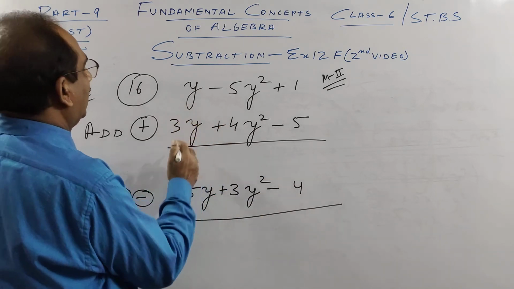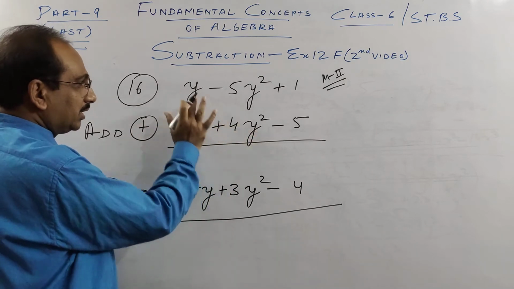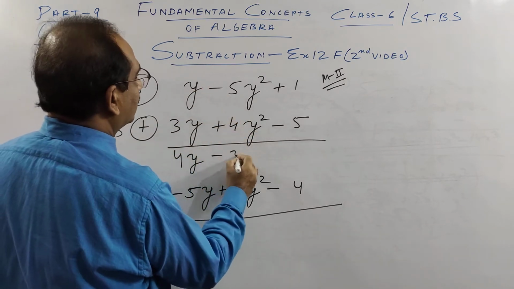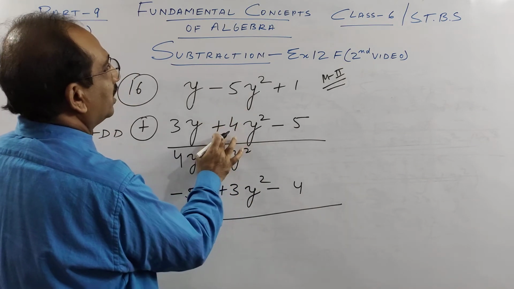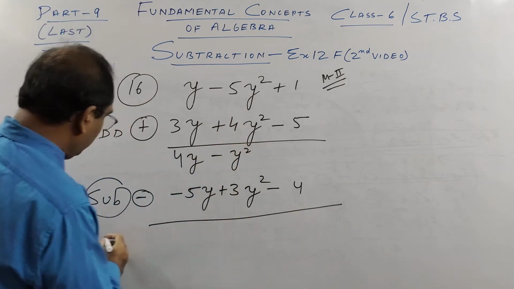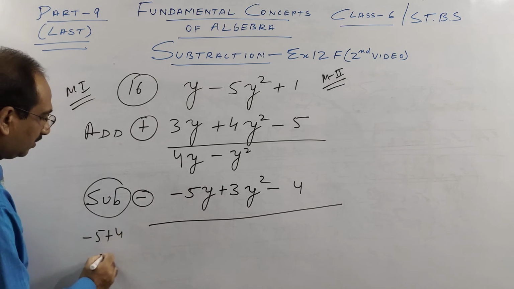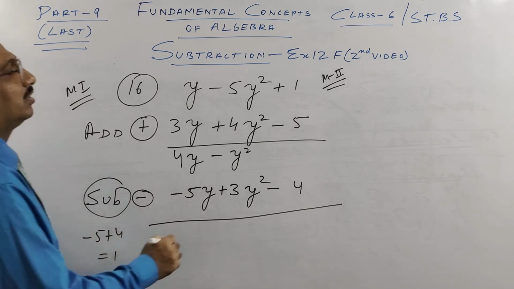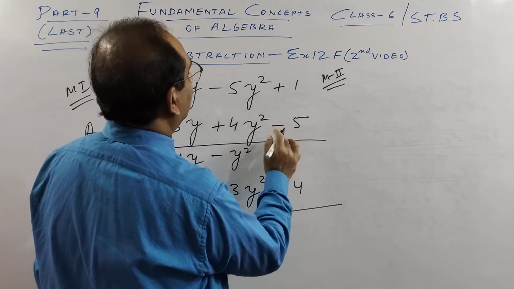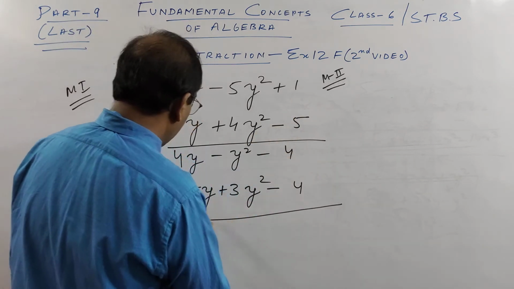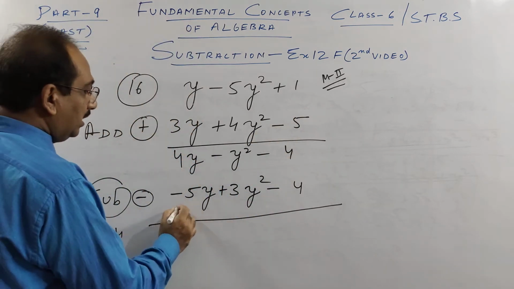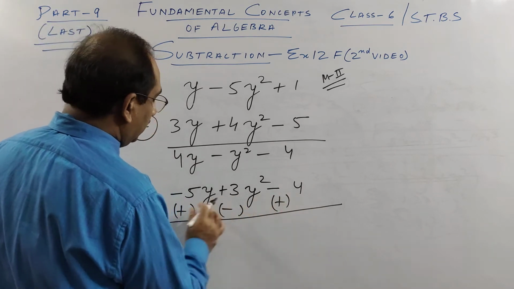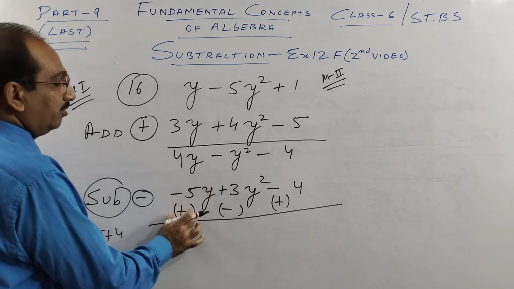So let us add them. Don't change sign. 4y minus y square minus 5 plus 4. Minus 5 plus 4, children, is minus 1. Subtract the smaller from the larger, put the sign of the larger. And here minus 4. Now this you have to subtract, so the sign here will change, children. You can write in a bracket to highlight it. Sometimes we do.